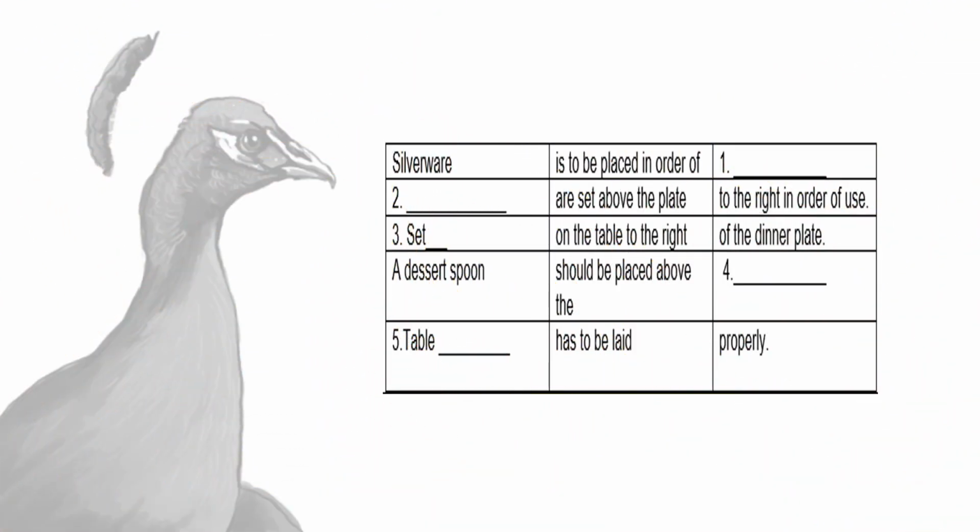Number 1. Silverware is to be placed in order of blank. Number 2. Blank are set above the plate to the right in order of use. Number 3. Set blank on the table to the right of the dinner plate. Number 4. A dessert spoon should be placed above the blank. And number 5. Table blank has to be laid properly.